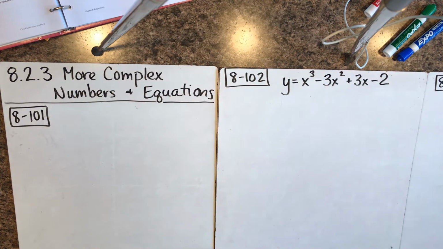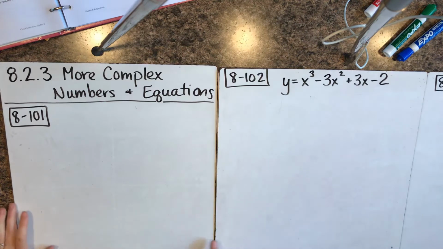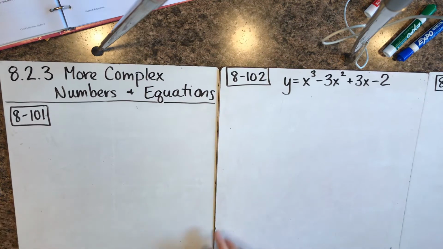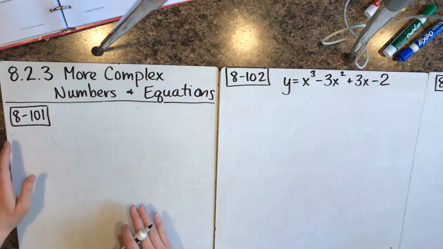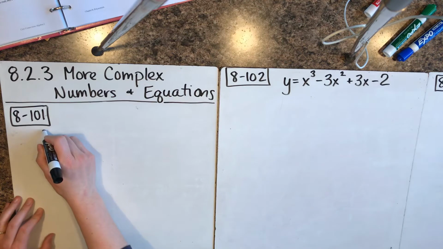Okay, this is our second day of 8.2.3, more complex numbers and equations, and we're going to look a little bit more today into the equation part, but we're also going to go back and look at the graphs. So in 8-101, they're asking us to think again about the possibilities.